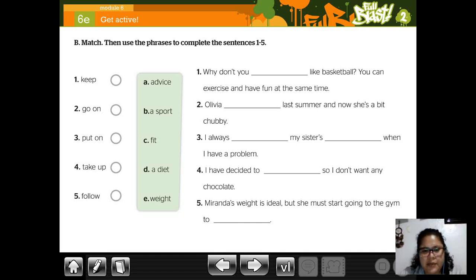Con esto vamos a concluir lo que es la unidad 6. ¿Okay? En el siguiente video vamos a iniciar unidad 7. Por lo pronto pueden ir trabajando en el 6E, en su student book, contestar su lección 6E en el workbook y con esto cerraríamos la unidad 6.